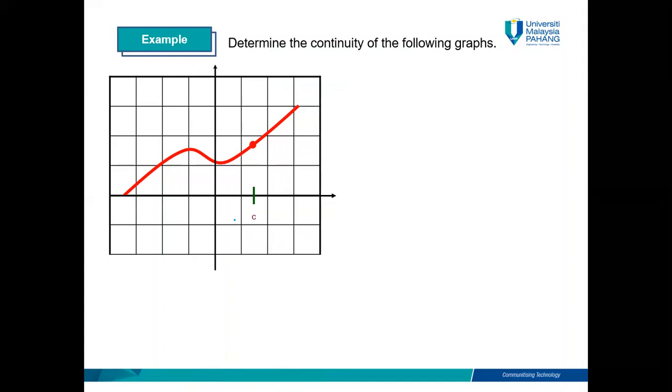Kalau tengok this one, jangan tengok dia punya graph ni, angkat pen atau tak. Okay. Kalau nak determine this continuity, you kena tengok pada 3 properties of continuity test lah.